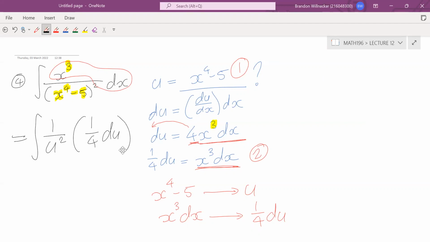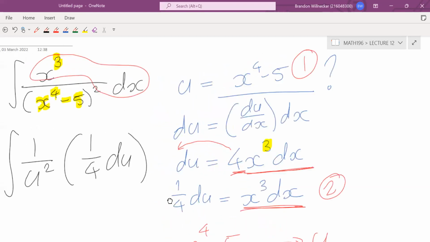Okay, so I've just done those two replacements. Is anyone confused with those replacements? So can I ask why 1 over 4 is transposed to the opposite side of the equation in part 2? Oh, okay, sure.